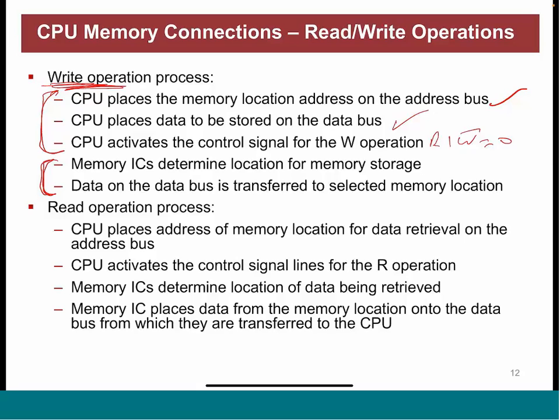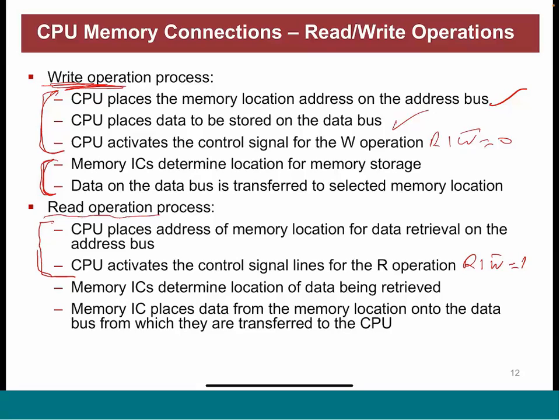The read operation: the CPU places the address on the address bus as well. It activates the control signal lines for read, which means read/write is 1. Of course, I'm assuming that the chip is enabled, yeah? If not, it has to be enabled by the CPU as well. So it needs to put on the control line a signal to activate, or enable, the memory. And that's it. This is all we need for the read operation.